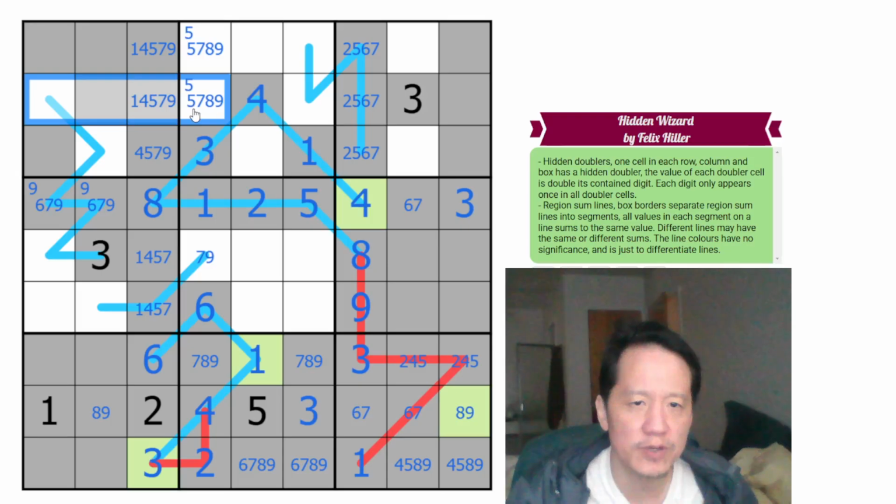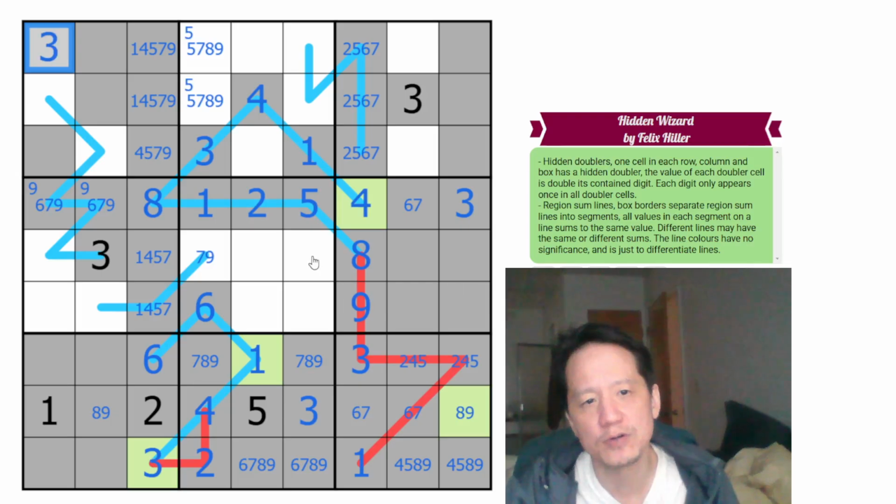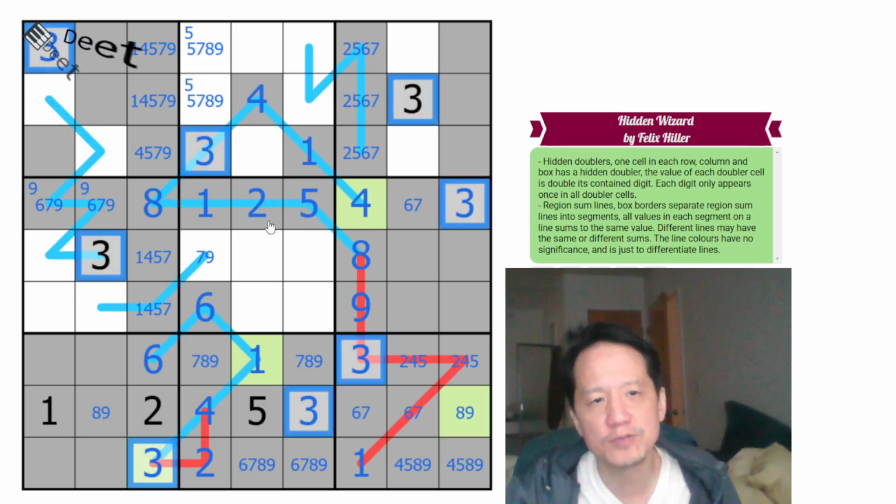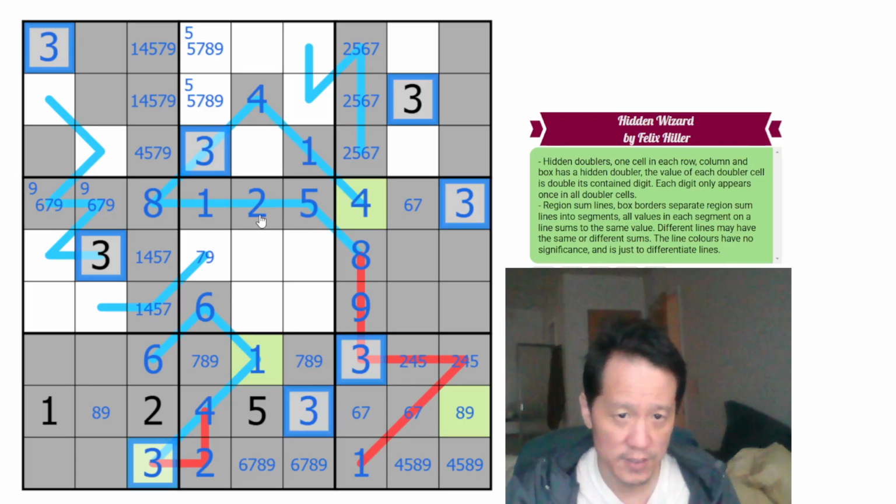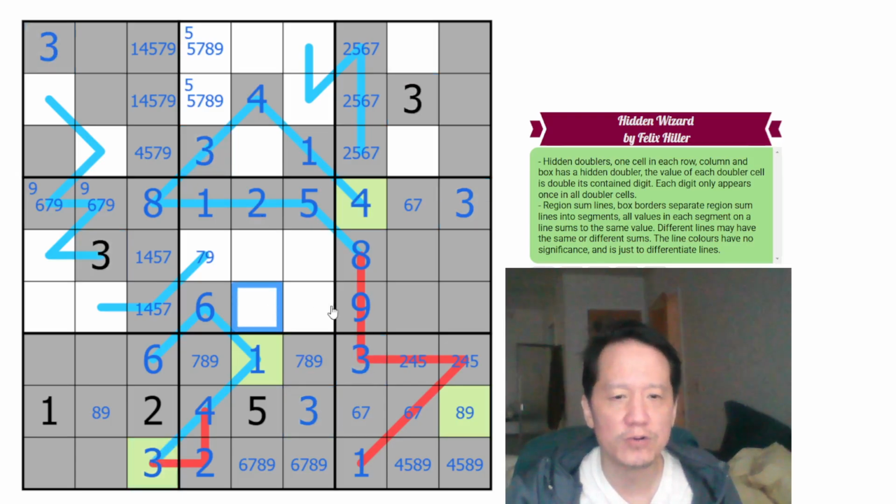So 3 cannot be here, or here, or here, or here. So this must be 3 in this corner. And we now have, that's 3 in the corner. We celebrate. We have 8 3s now. We know where the last one is to be. It has to be here. And this, again, cannot be doubled because the 3 already has a doubler.